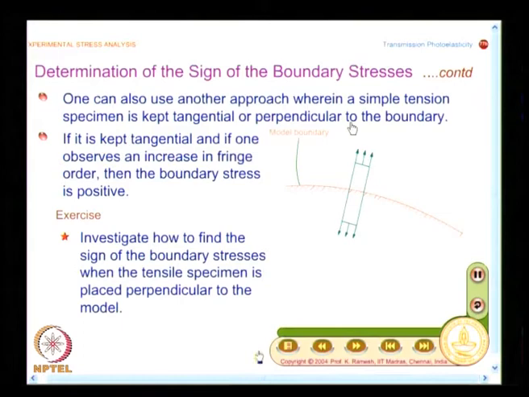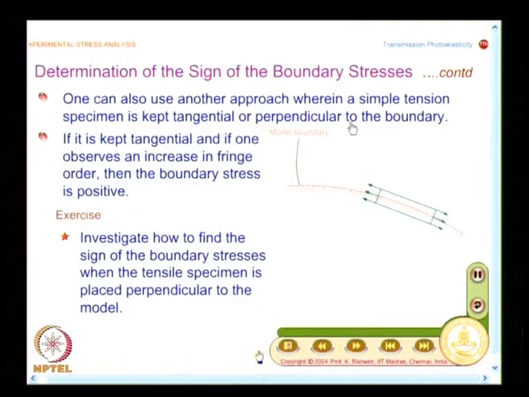So, if it is kept tangential, what will happen? If I keep it tangential to the boundary, I am adding retardation. If the original retardation was positive, if I add retardation, the fringe order will increase. When the fringe order increases, I would say the boundary stress is positive. You also can do a similar approach when I keep it perpendicular to it.